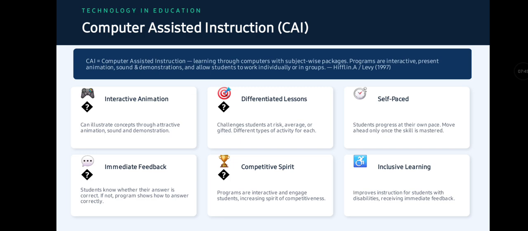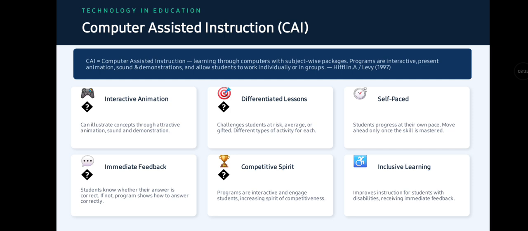Another important topic, technology in education, that is computer assisted instruction, that is CAI. CAI is learning through computers with subject wise packages. Programs are interactive, present animation, sound and demonstrations, and allow students to work individually or in groups. First, interactive animation can illustrate concepts through attractive animation, sound and demonstration. Next, differentiated lessons challenge students at risk, average or gifted. Different types of activity for each. Self-paced, students progress at their own pace. Move ahead only once the skill is mastered.